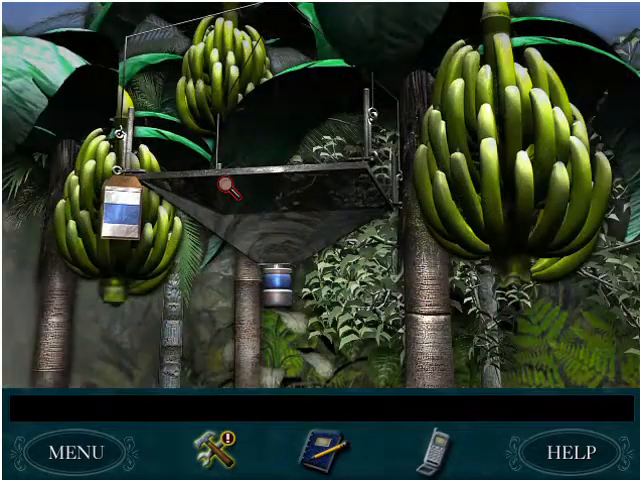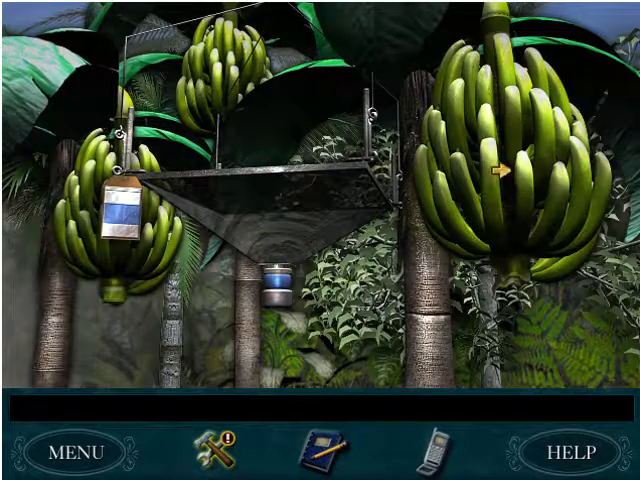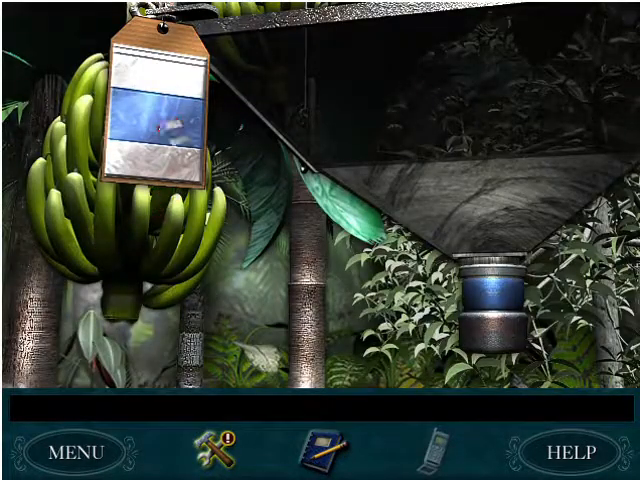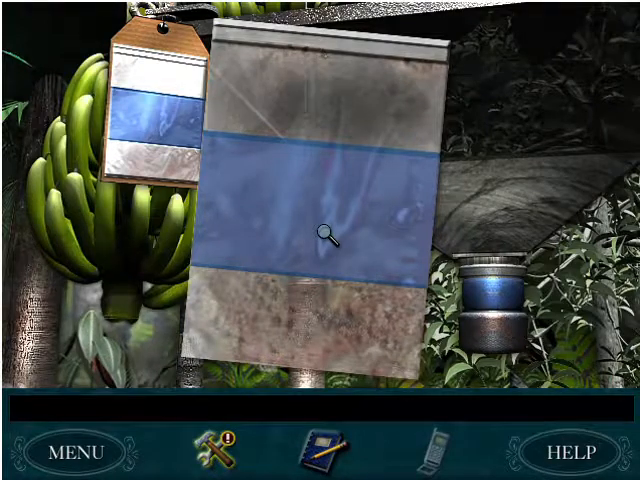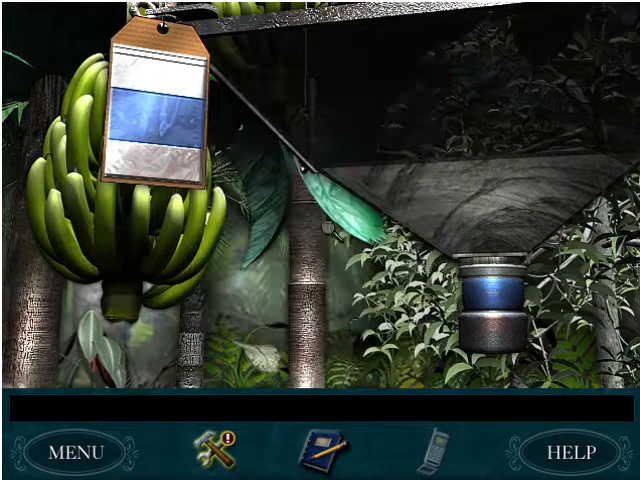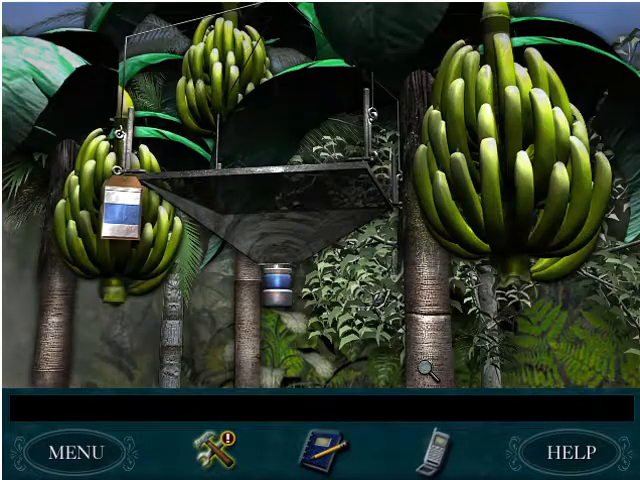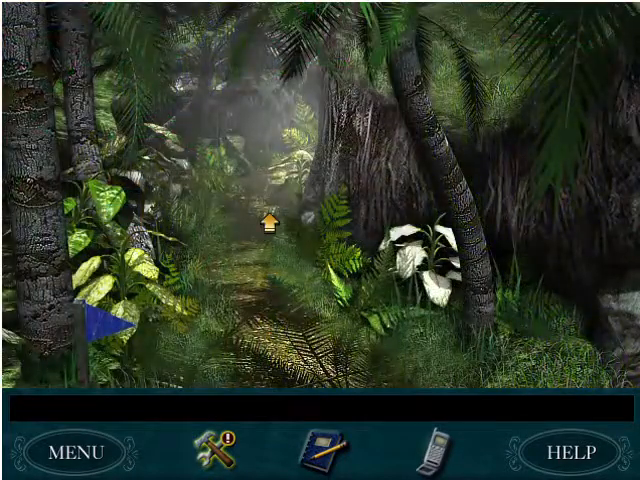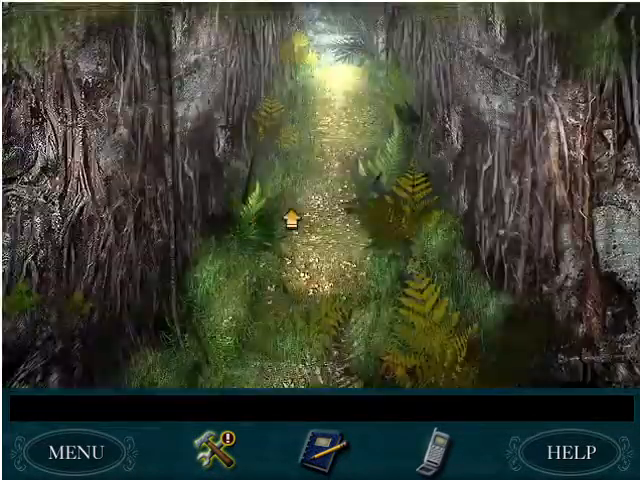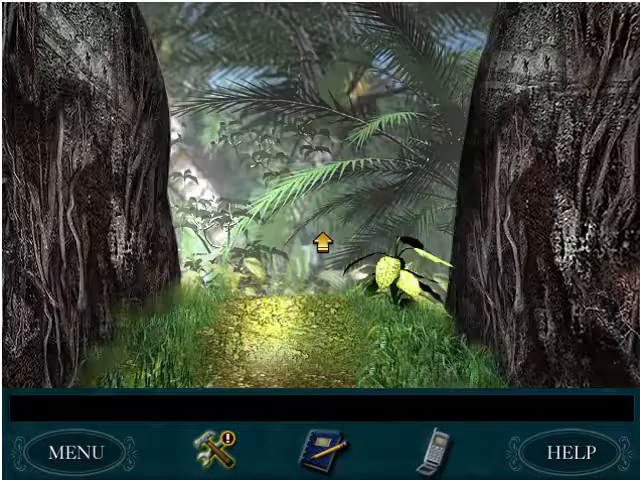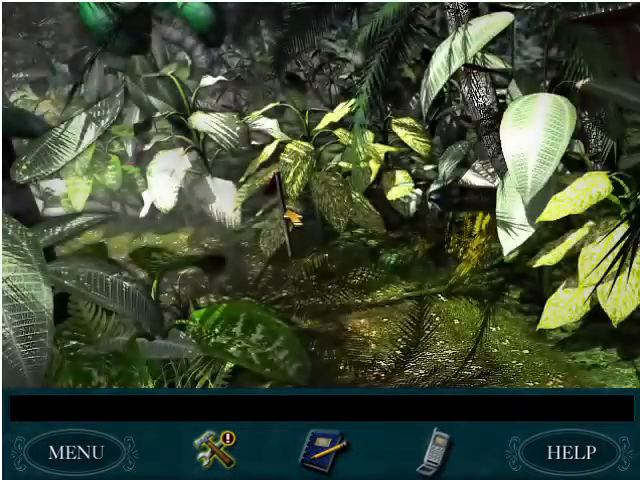Here's a blue frass trap. Okay, bananas. That one's pretty straightforward. Or plantains, or whatever they actually are. But I'm going with bananas, because they look like bananas, and I never really know what the difference is between bananas and plantains anyway. Through the jungle we go.